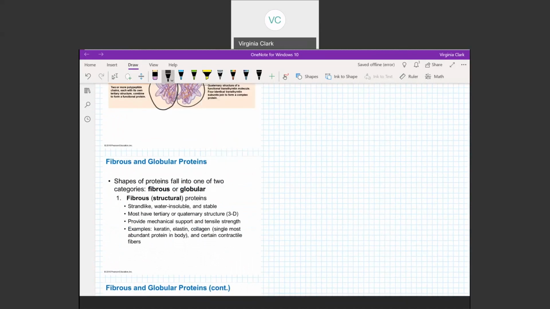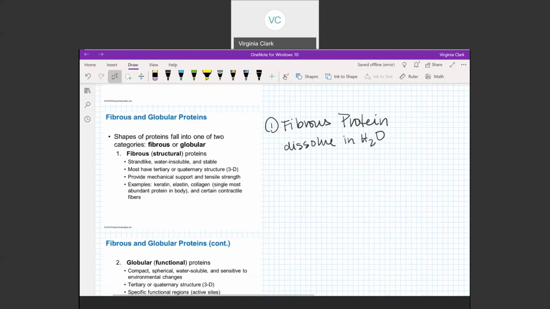They can either be something that is called a fibrous protein, and this fibrous protein is going to dissolve in water, which is important, and it is very, very, very stable. And it's essentially going to provide structure in our body. So it's responsible for keratin. It's not responsible. It is called keratin. It can also be a form called elastin or collagen, or some contractile fibers in the body.